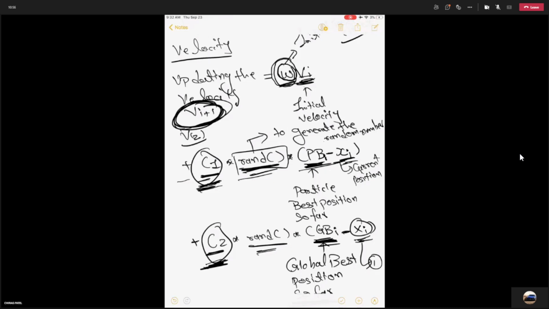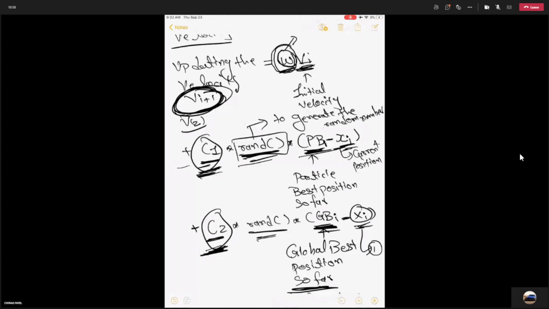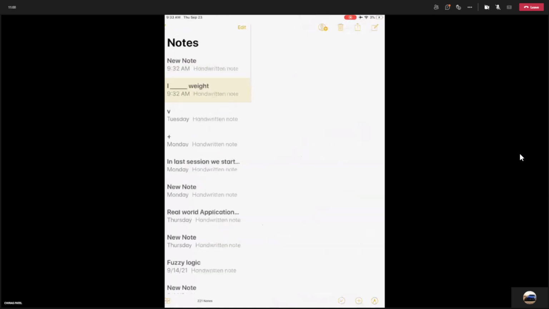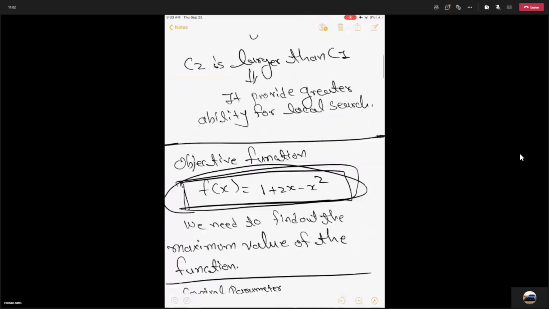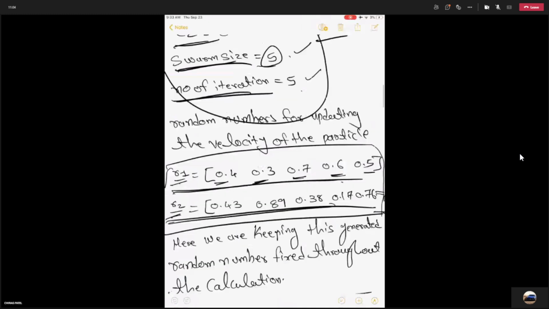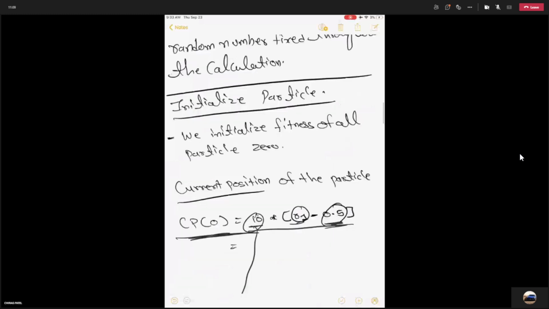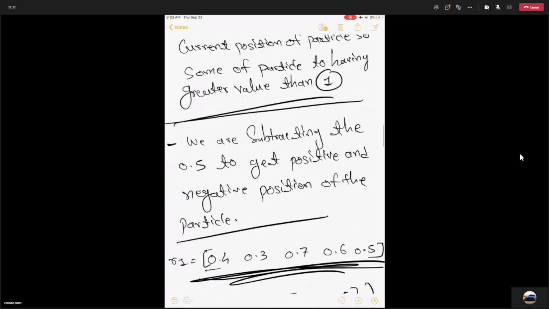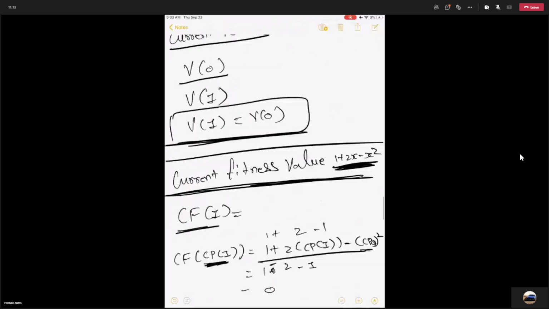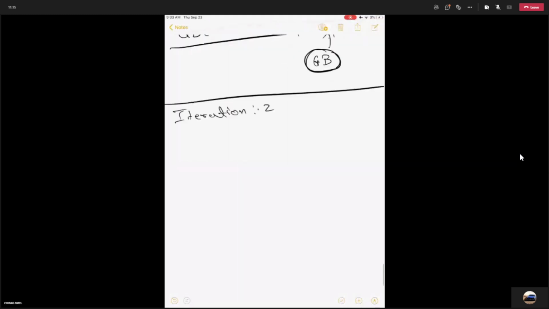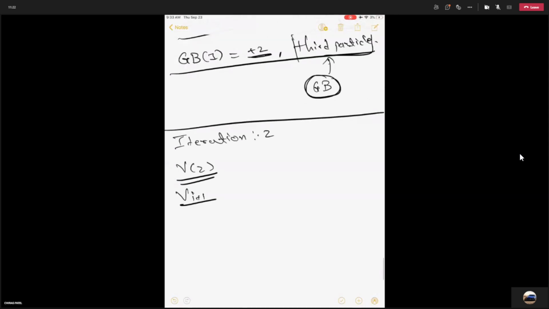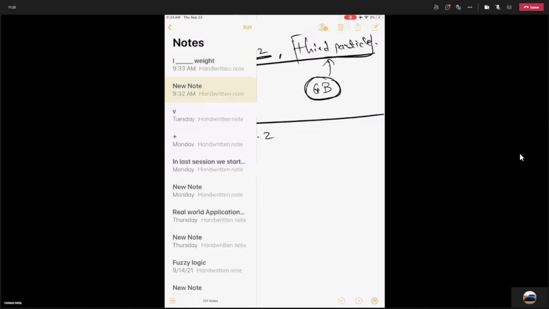If you want, just copy this equation and take all the values you have taken over here. This is your value: C1, C2, W, local best, global best, all the things. Please note it down and then we can start. How can we calculate V of 2, meaning V of i plus 1? We already have V of 1.